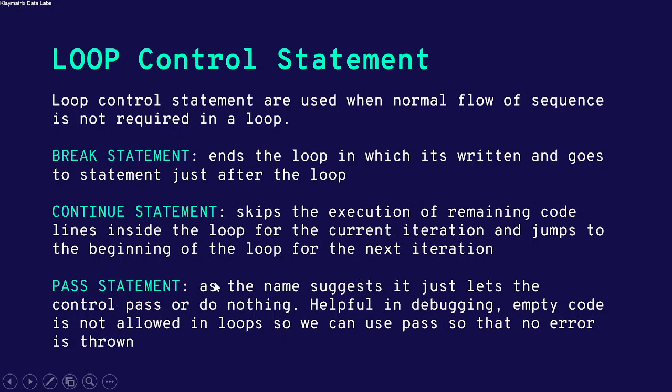And then there is the pass statement. Pass, as the name suggests, passes the control on to where your program is. Essentially it does nothing. It's helpful in debugging because you cannot write an empty loop. For example, you cannot write an empty for loop, so you can write a pass instead, which helps you in debugging.